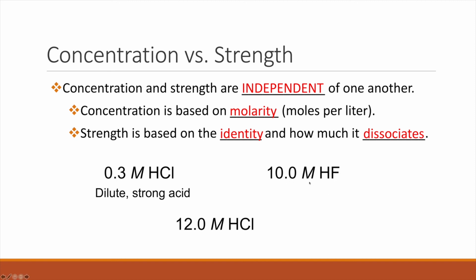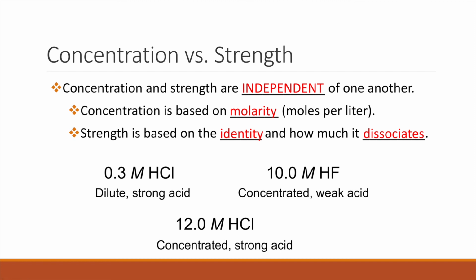Over here, I've got 10 molar HF. Right, HF, remember that is not one of those halogens in my strong list. That is a weak acid, but 10 is pretty high. That's a concentrated weak acid. Now I can even look at 12 molar HCl, right? That is concentrated and a strong acid. So you can have any combination of concentrated and dilute versus strong and weak.